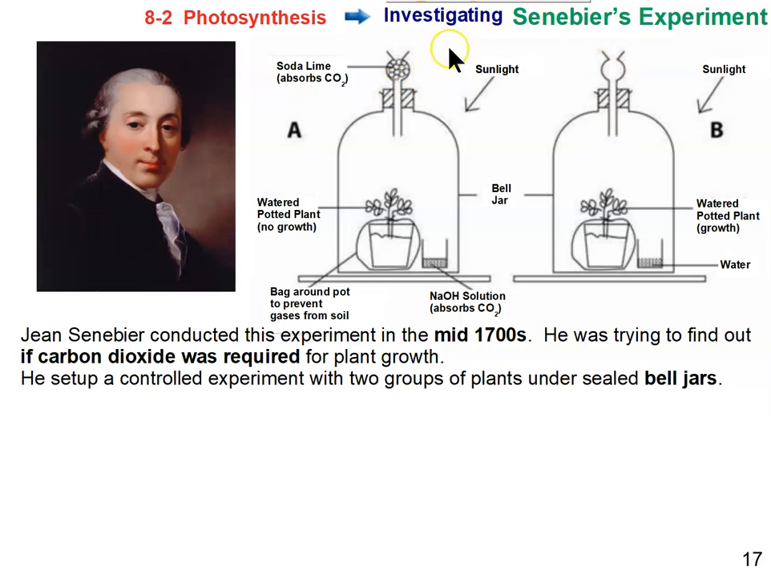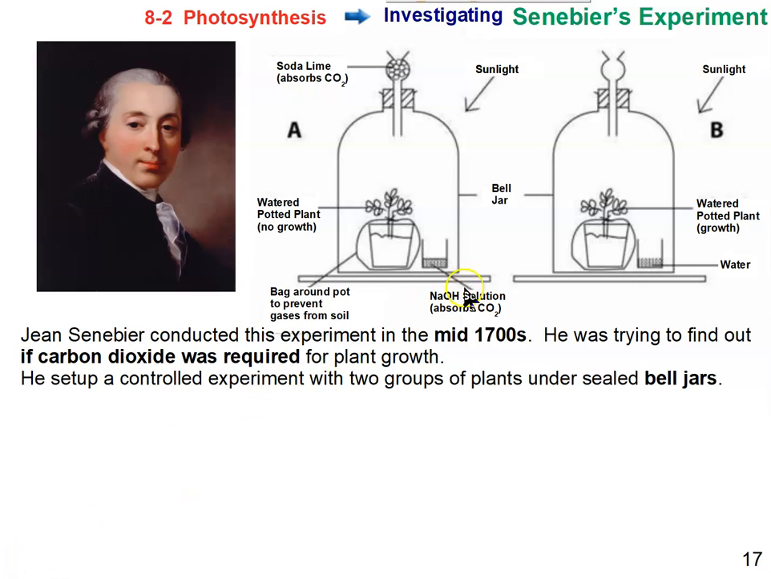So that's the independent variable here in the experiment. One jar is sealed, and any air that comes in has to go through soda lime, which absorbs carbon dioxide. In the open one, carbon dioxide is free to come into the container. I'm sorry, the control group would be the one open to the air, and the experimental group would be the one that has no carbon dioxide. Because again, that's what he's trying to figure out, if carbon dioxide is required.